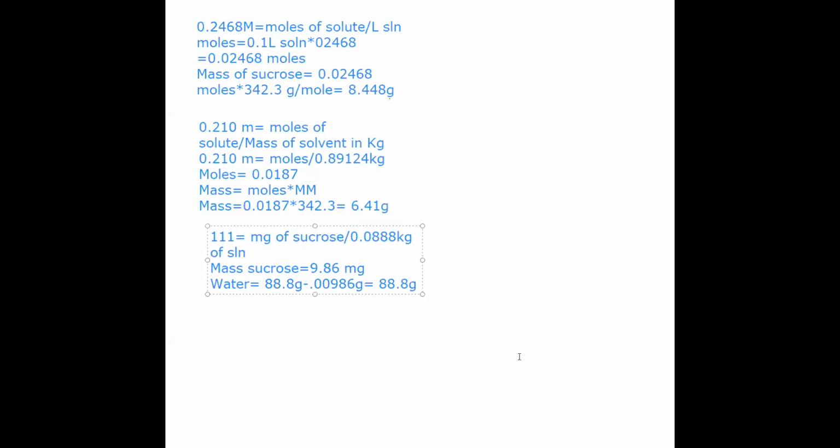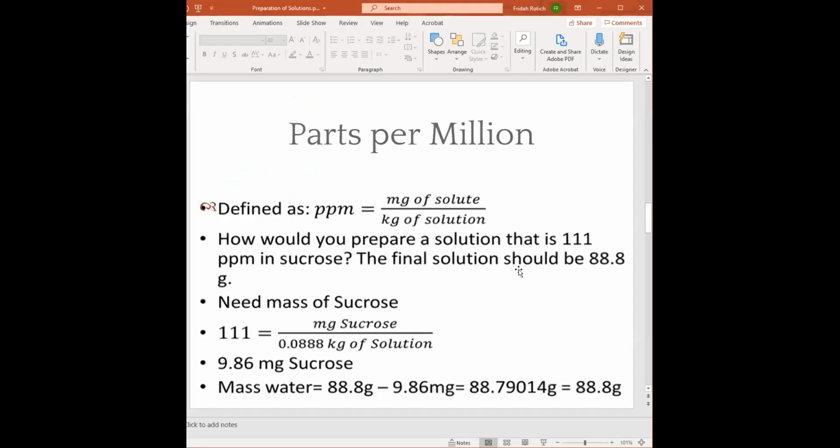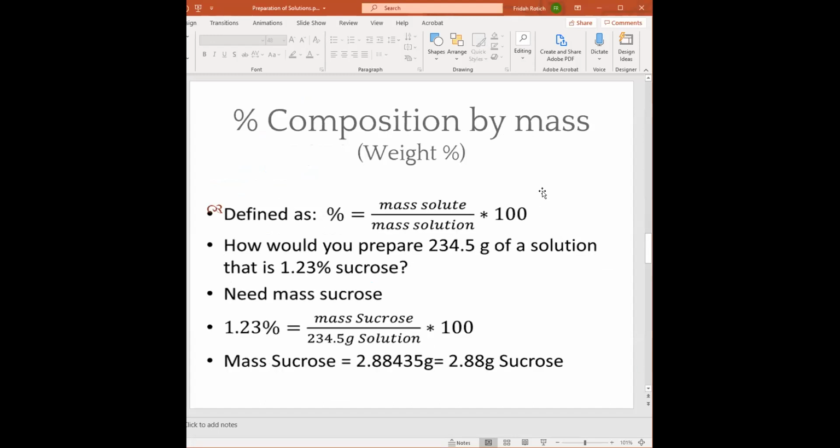All right, so let's go to our next unit of concentration, and this will be the percentage, weight percent is what they call it. And the definition of that is just the mass of your solute divided by the mass of solution times 100%.